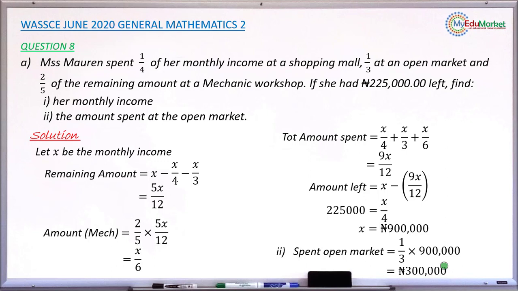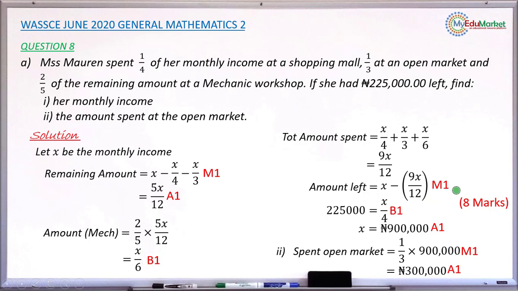Let me share with you quickly the mark distribution for this question as it is in the marking scheme. The very first mark is method 1 mark, for attempting to get the fraction of her monthly income that remains after spending at the mall and at the open market. And when you have the fraction of her monthly income as 5X over 12 correctly, you have accuracy 1 mark. You also have the fraction representing the amount she spent at the mechanic workshop as X over 6, and you have bonus 1 mark.